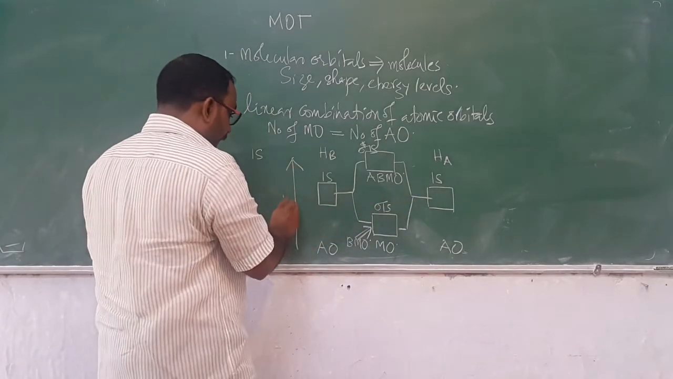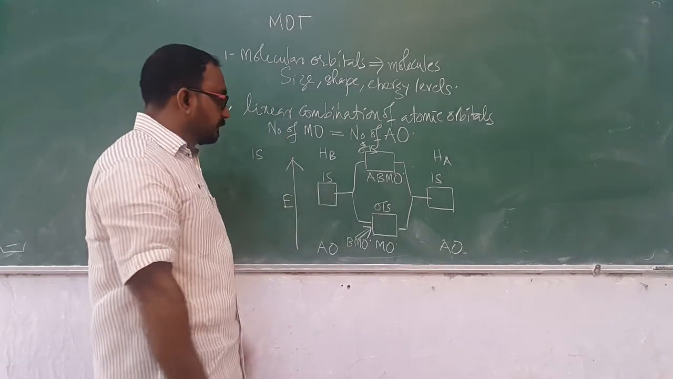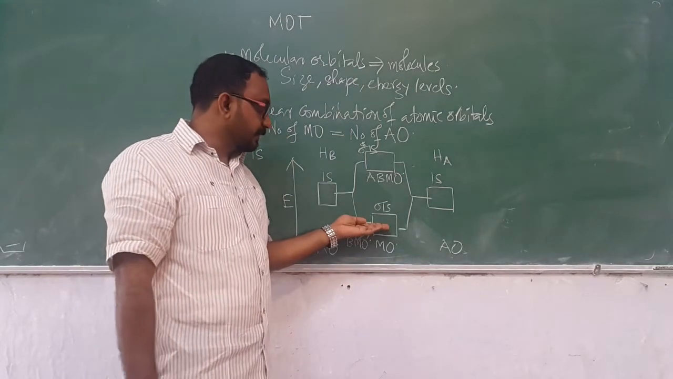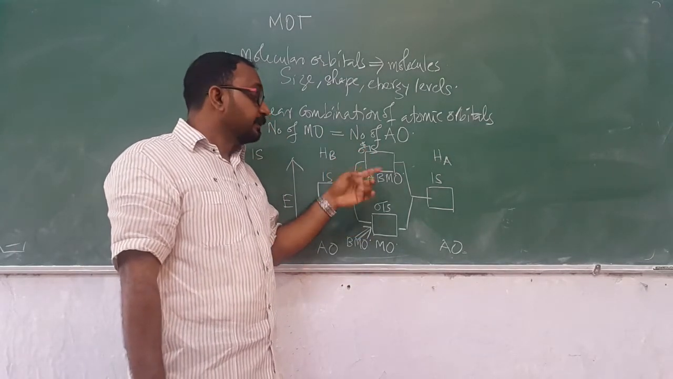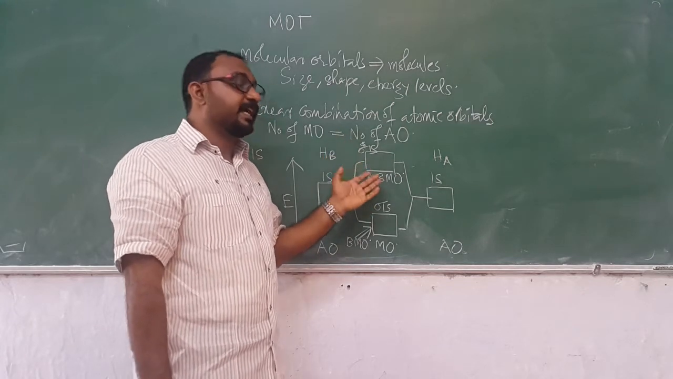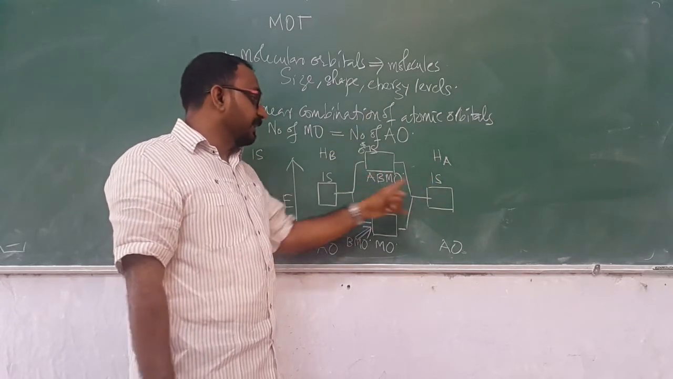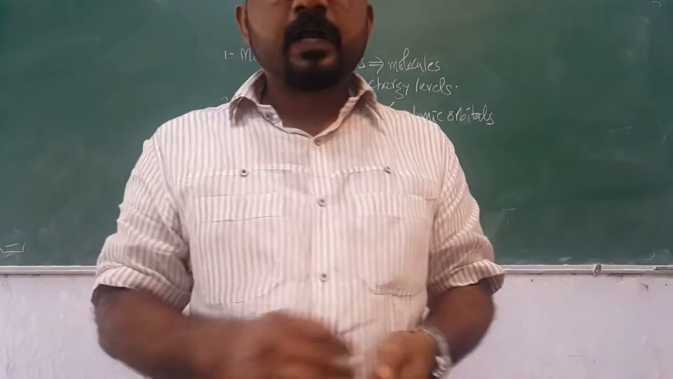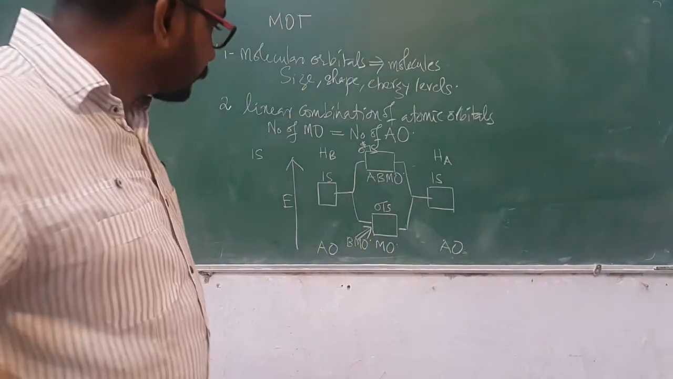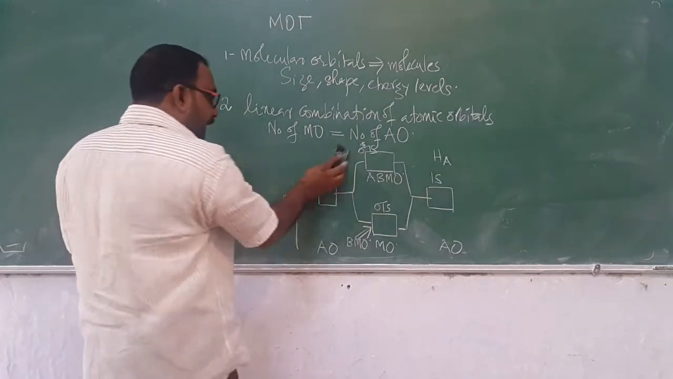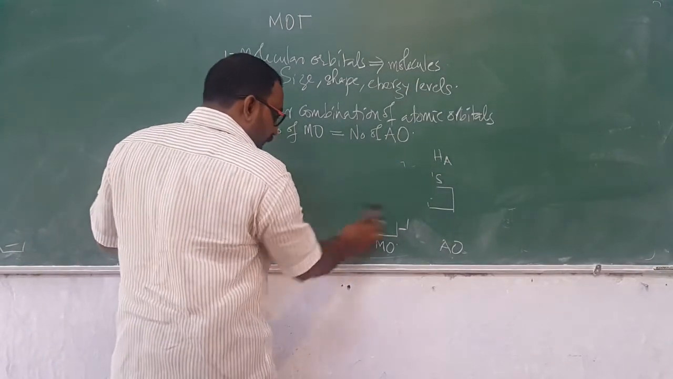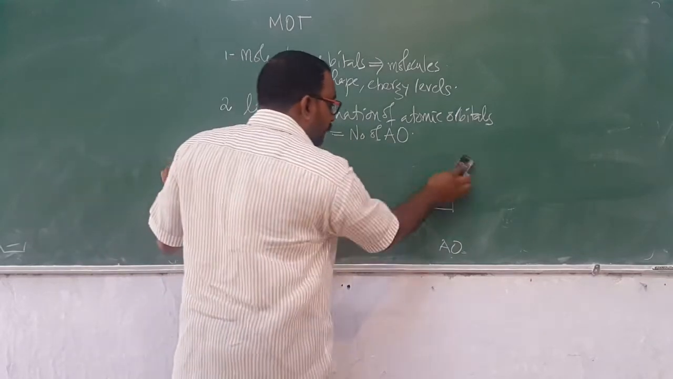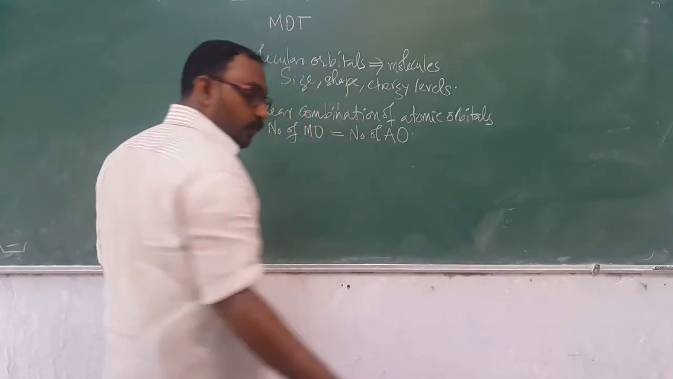If you have any doubt, you can draw it like this. As you move up, energy increases. So this will have lesser energy and this will have more energy. The molecular orbital which has more energy than the starting atomic orbital is called anti-bonding molecular orbital. And you might be asking why this anti-bonding molecular orbital has more energy.